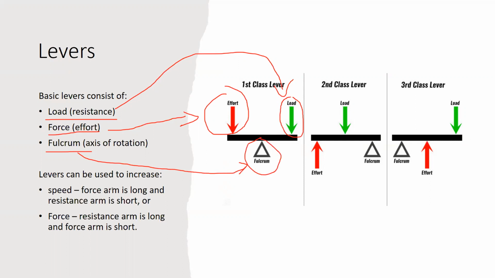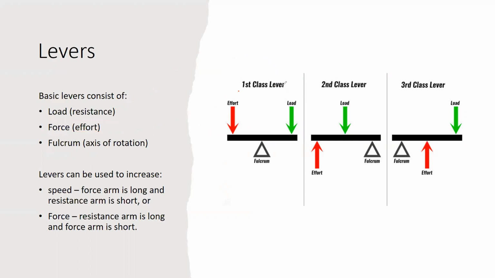And there are three kinds of lever. First class lever: the fulcrum is in the middle, and the effort and the load are on opposite sides. The second class lever has the load in the middle, and the force and fulcrum are on opposite sides. And third class lever has the effort in the middle, and the other two on opposite sides.